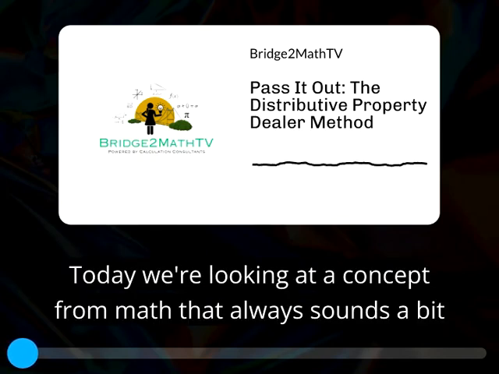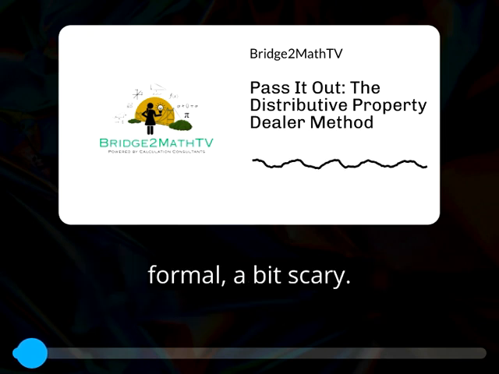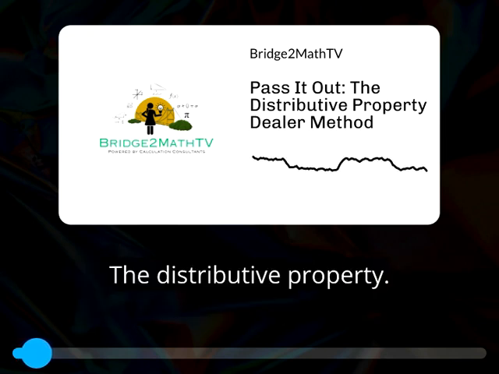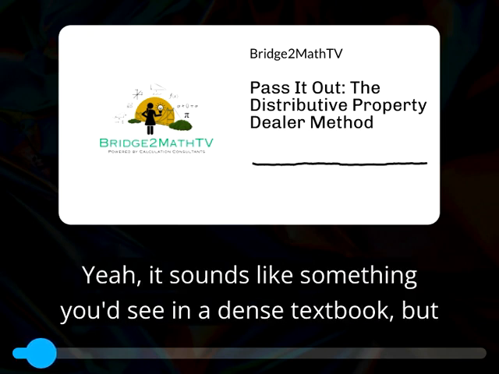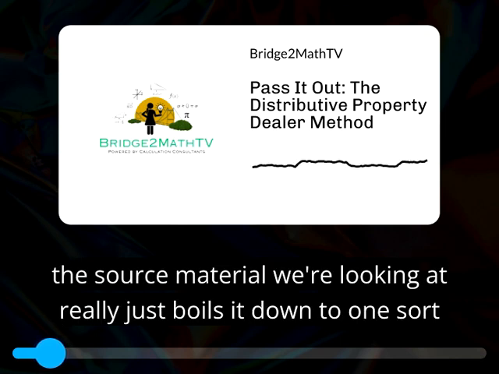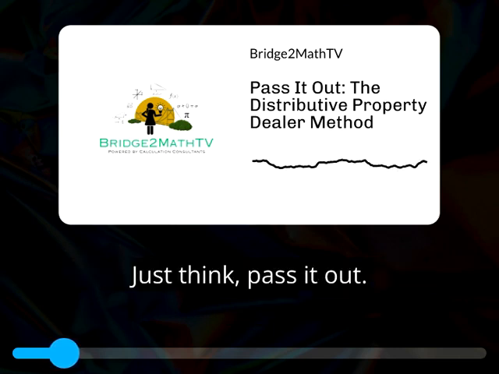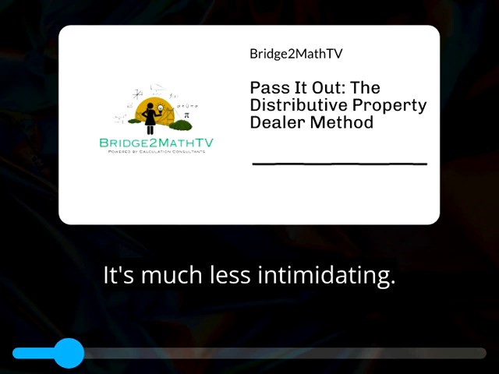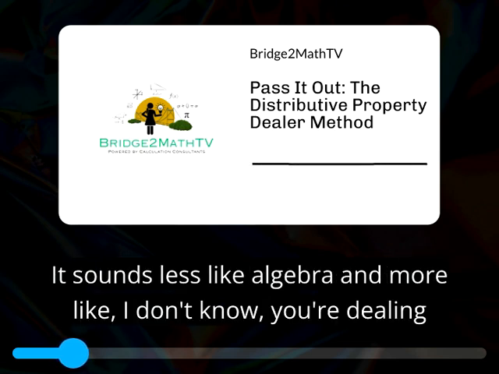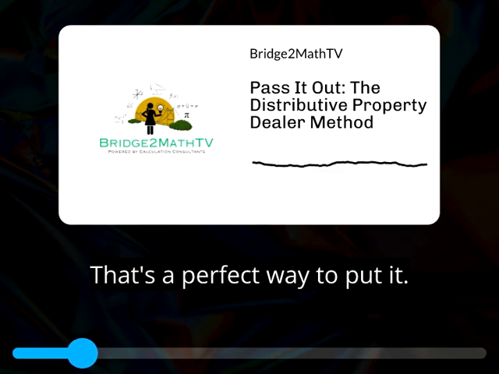Today we're looking at a concept from math that always sounds a bit formal, a bit scary. The distributive property. Yeah, it sounds like something you'd see in a dense textbook. But the source material we're looking at really just boils it down to one action phrase. Which is? Pass it out. That's it. Just think, pass it out. I like that. It's much less intimidating. It sounds less like algebra and more like, I don't know, you're dealing cards. That's a perfect way to put it.